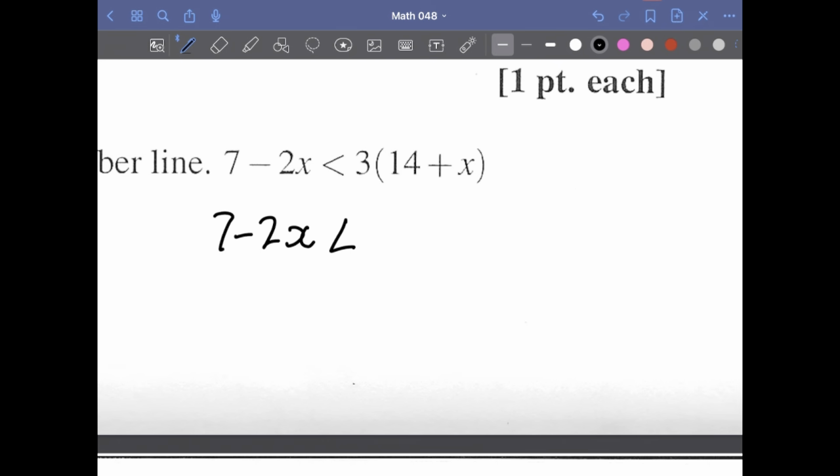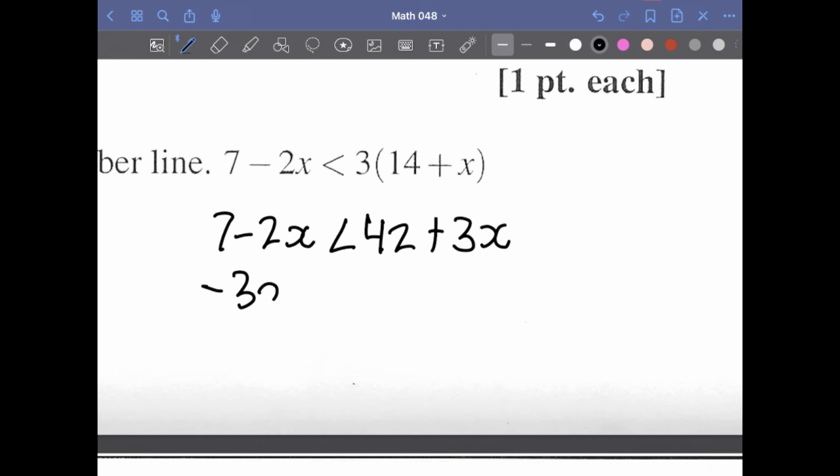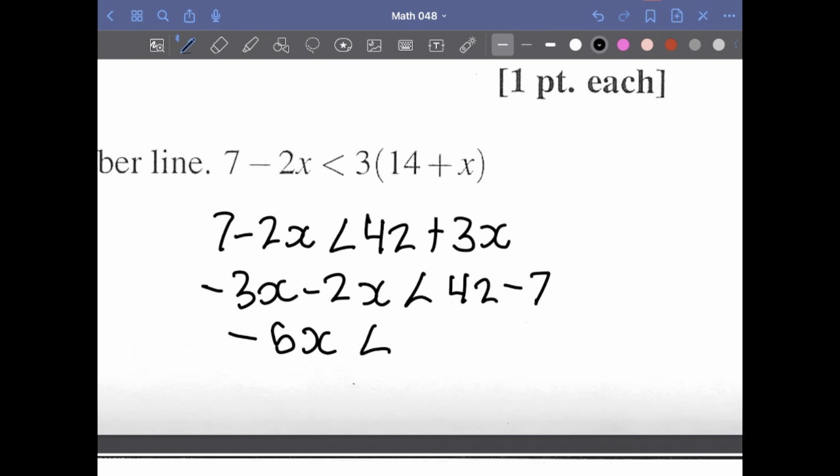Three times 14, that's 42, and then 3 times x, that's plus 3x, and we're going to send all the x's on one side. So when I transpose this, it's going to be negative 3x, and when I transpose this over here, it's going to be negative 7. So it's negative 3x minus 2x less than 42 minus 7. So that's minus 5x less than 42 minus 7, which is 35.